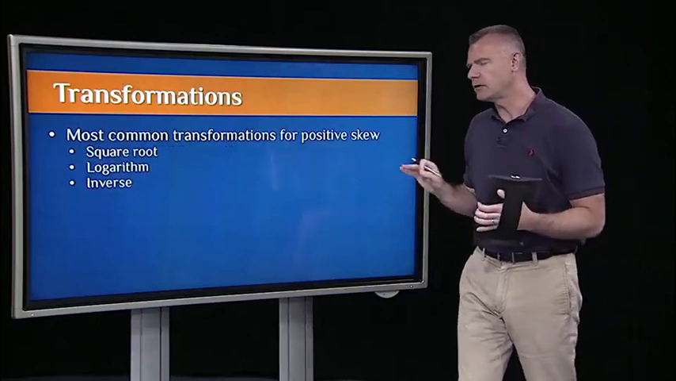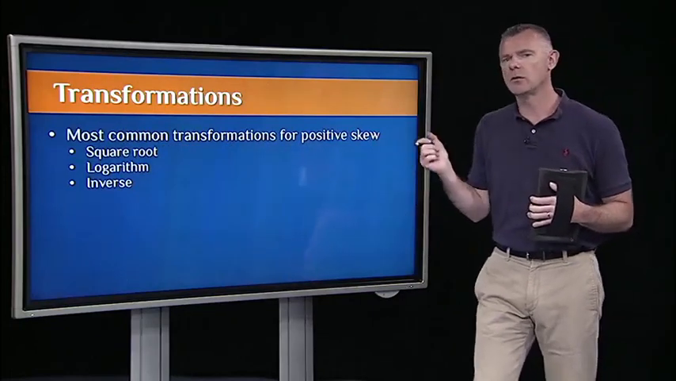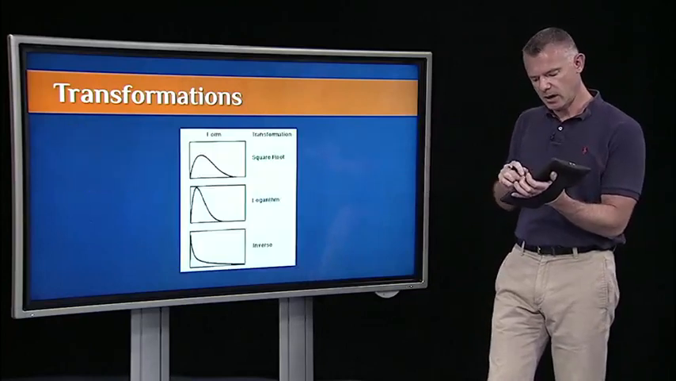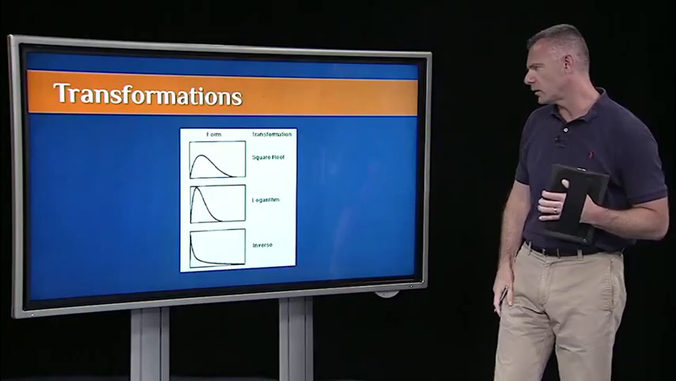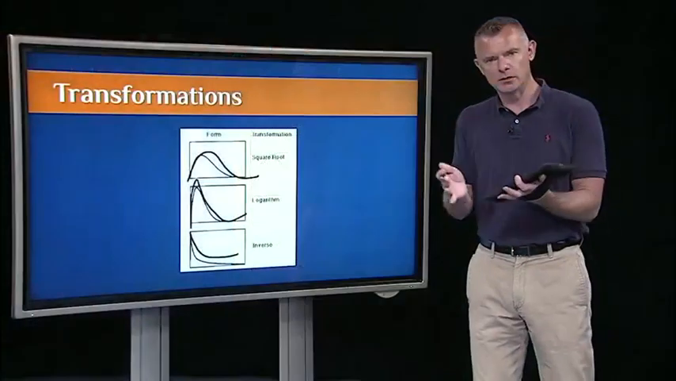So the most common data transformations applied for positively skewed distributions are the square root, the logarithm, and the inverse. And here's a picture of what those look like. So if we have a distribution that looks positively skewed, something like this, then a square root transformation might help to make it look more normal. If we have a distribution that looks something like this, then a logarithmic transformation might help to make it look more normal. And if we have a function that looks like this, then doing an inverse transformation may help to make it look more normal.